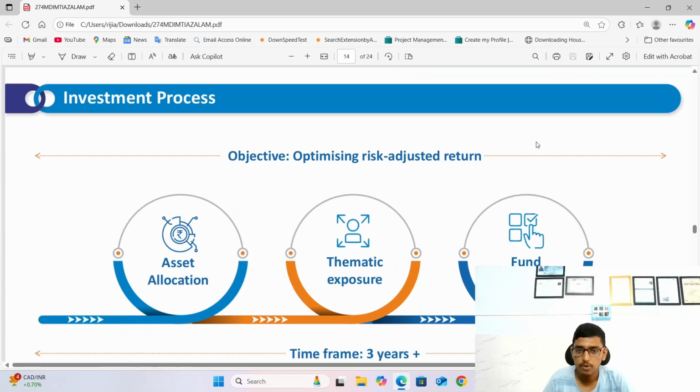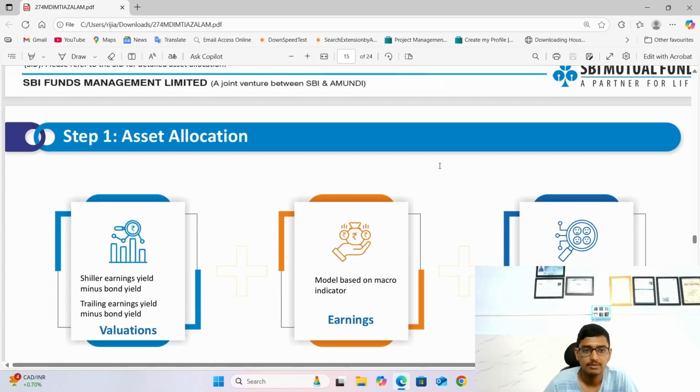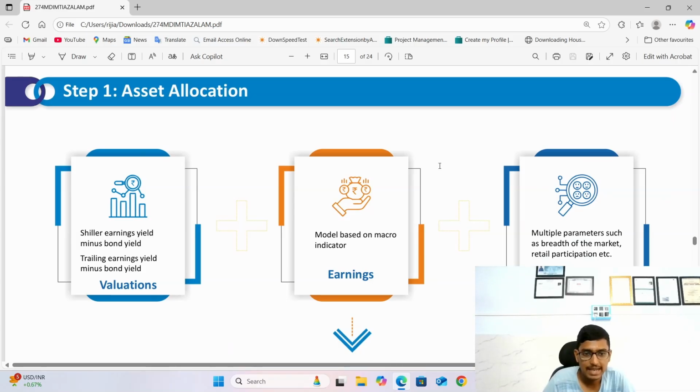Now, what is the investment process? The objective is optimizing risk-adjusted returns. We have three things here: asset allocation, thematic exposure, and fund selection. I am advising you that if you invest in this fund, please stay invested for 3 years or more. Now, step one is asset allocation.